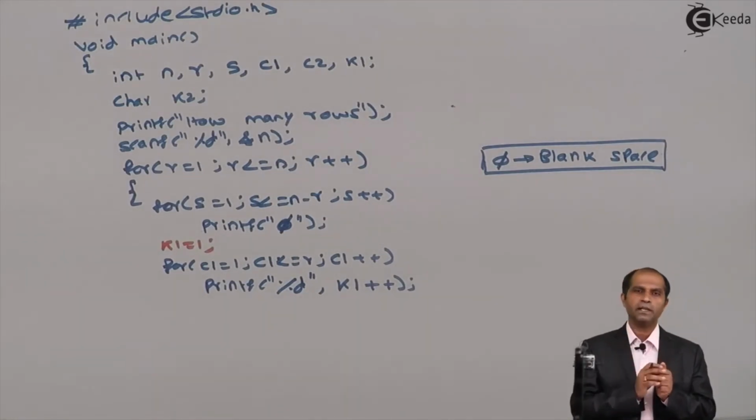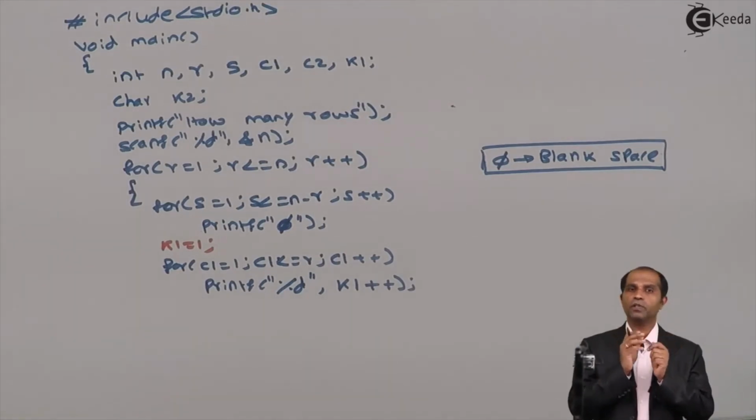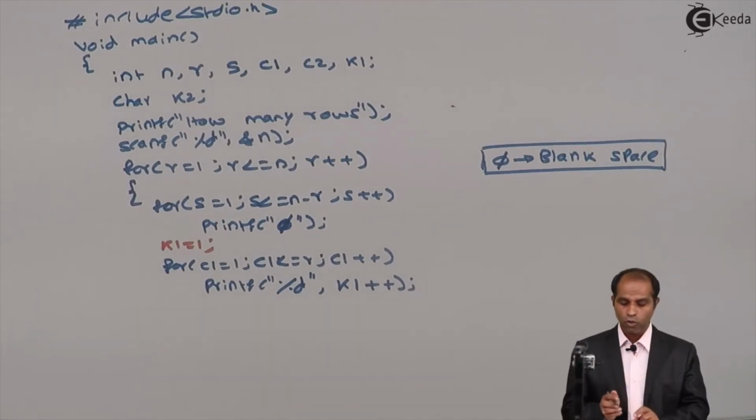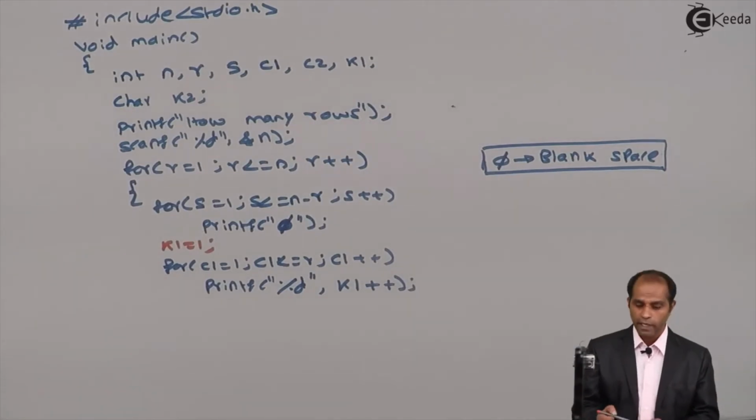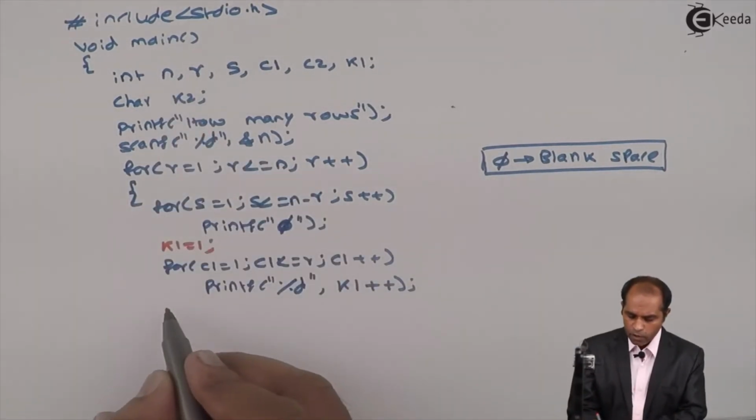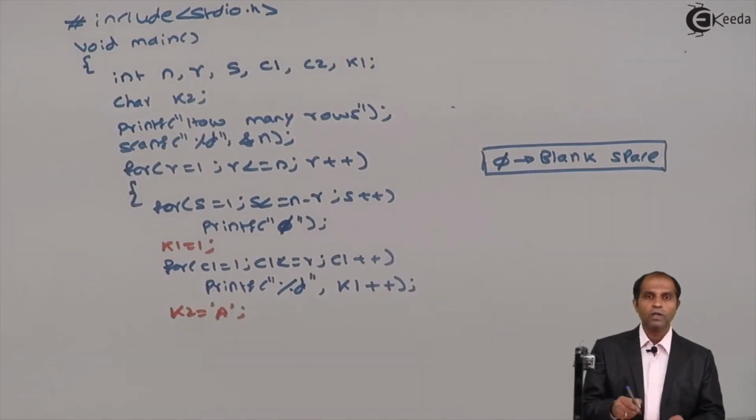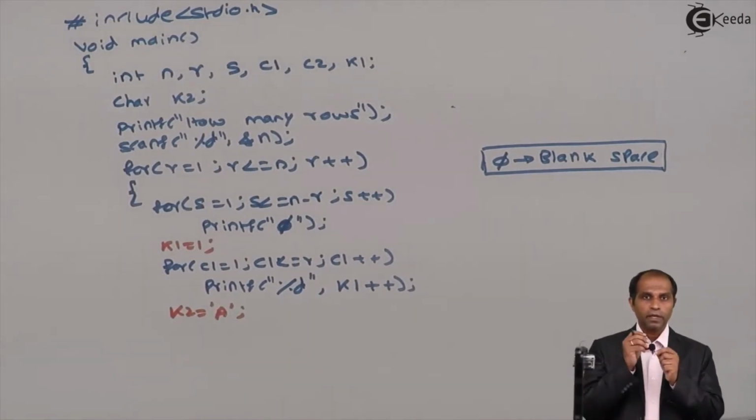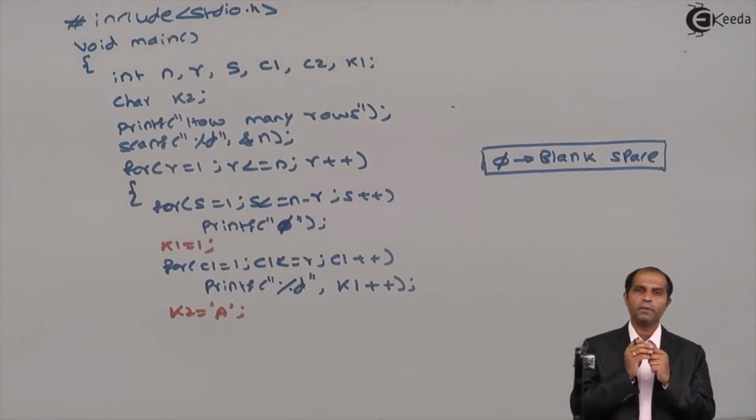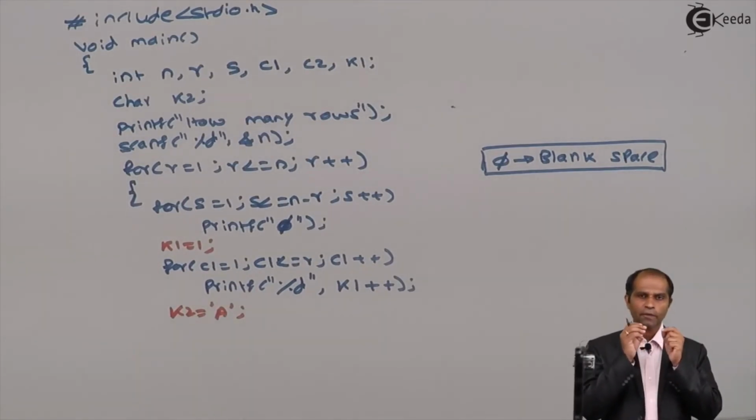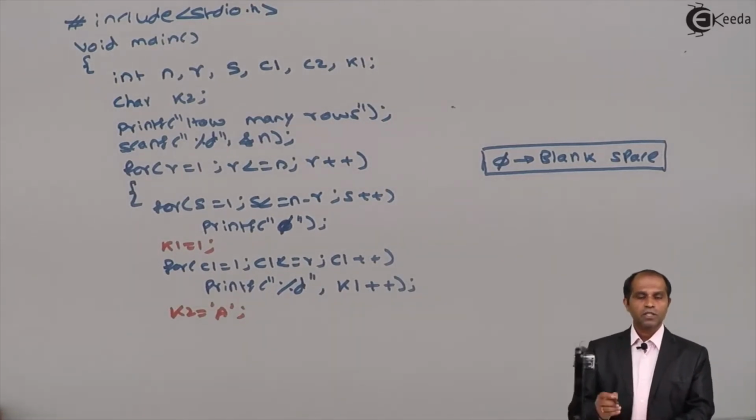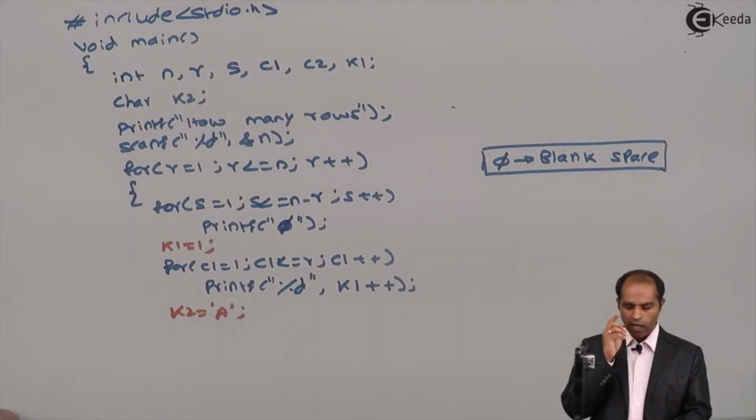Then I'm supposed to think about the right hand side. What am I supposed to set before the right hand side? Yes, true. Your K2 has to be set to A. Since K2 is a character variable, your K2 equals character A. Your K2 will have values which are going to be stored as alphabets. But after K2 has been set to A, I'm supposed to check about C2. Your C2 starts with 1 and ends at R minus 1.